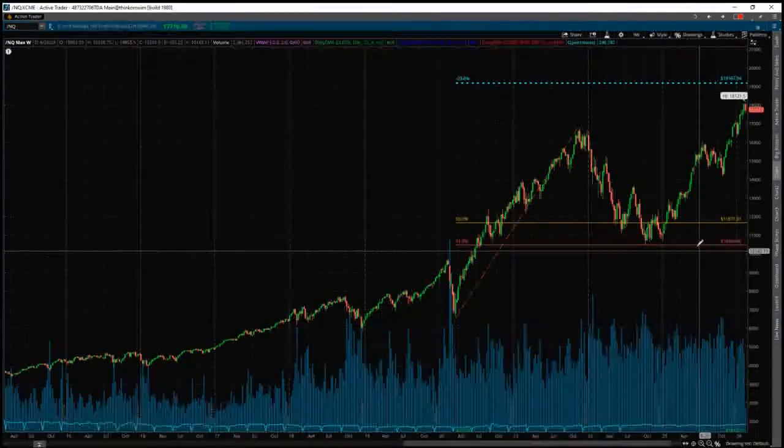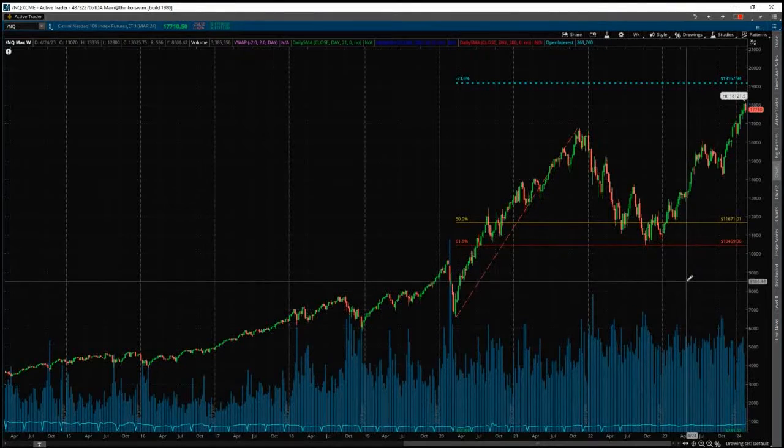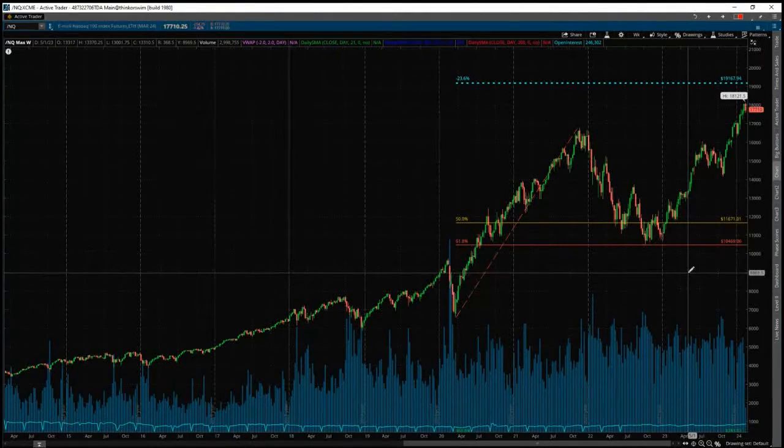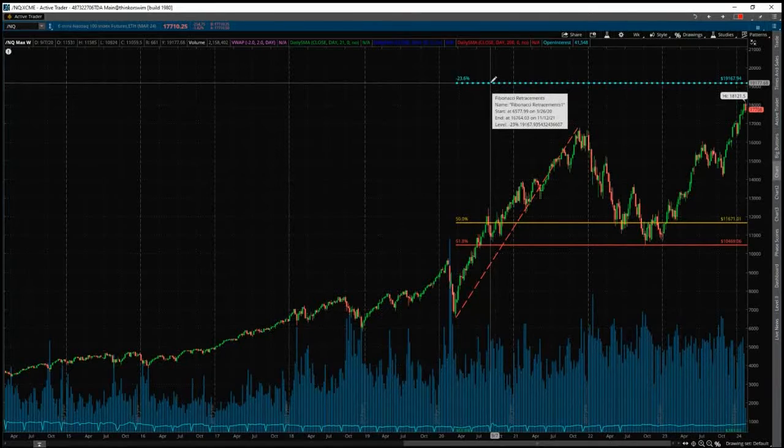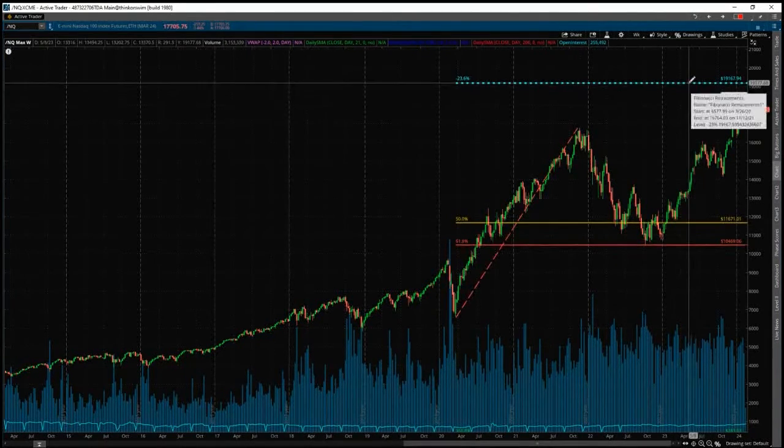And what I do then is I look for targets when this 61.8 is confirmed as a long setup. What I use, and what a lot of people don't talk about, is the negative 23% extension here.